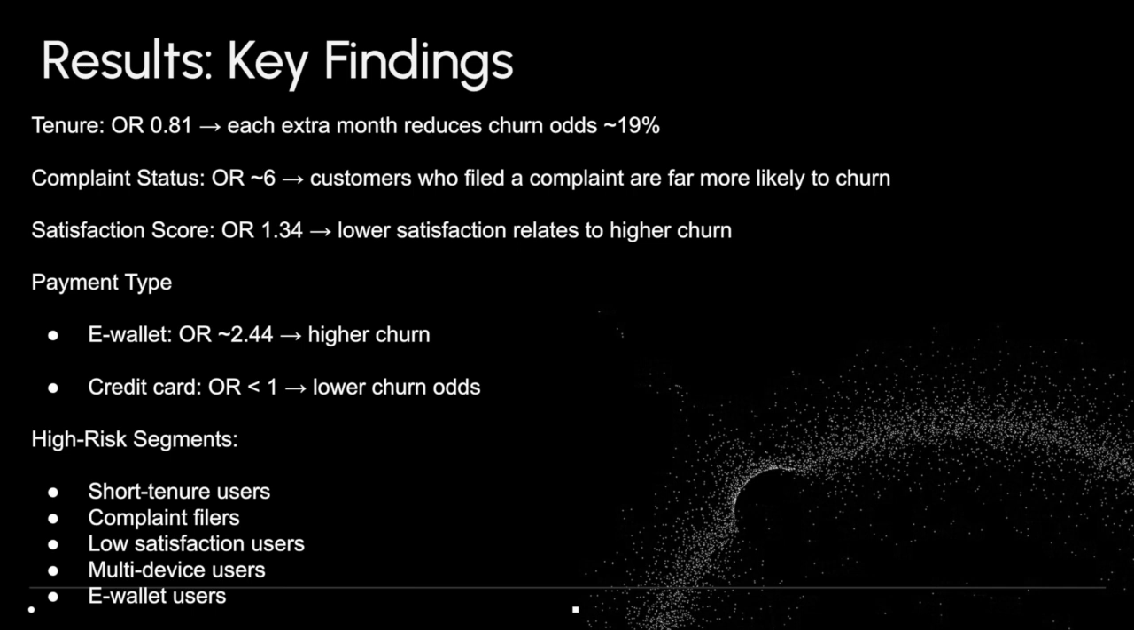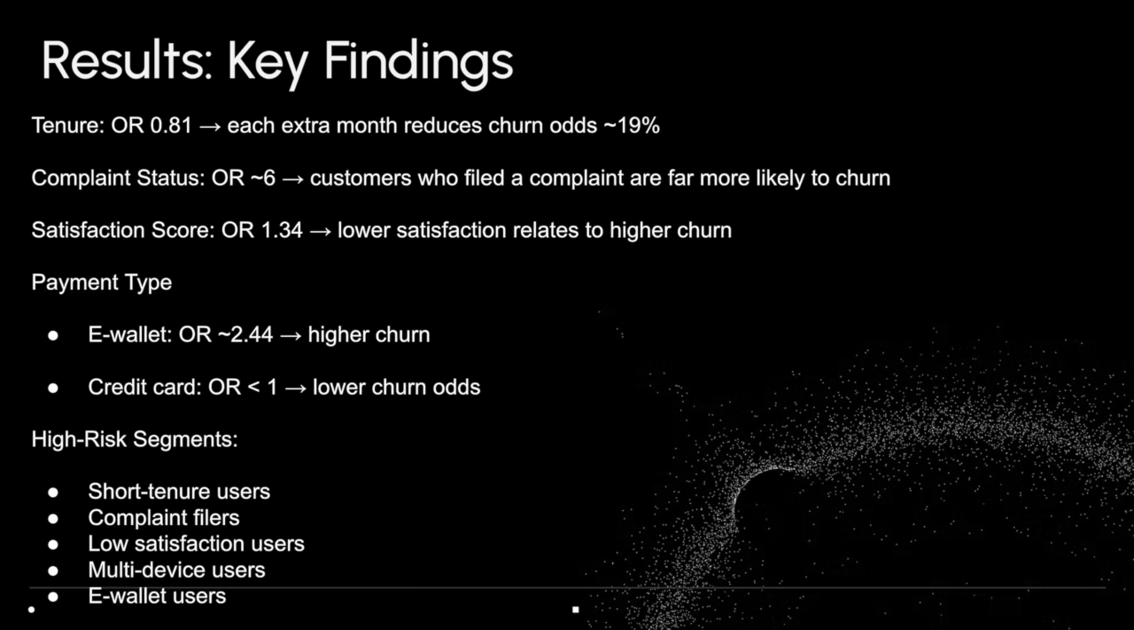This clearly shows which customer traits relate most to churn. So first, tenure is protective. The odds ratio is 0.81, which means that every extra month on the platform reduces churn odds by about 19%. Next, complaint status is the strongest positive driver. The odds ratio is around 6, so customers who filed a complaint are about 6 times more likely to churn.